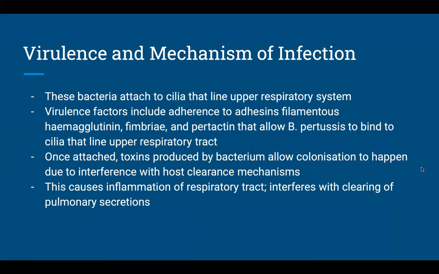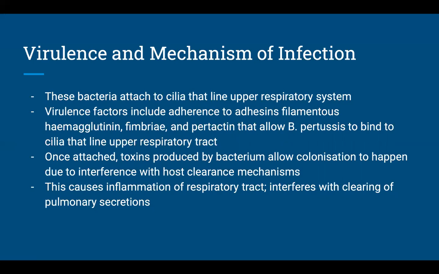Next, I will be discussing the virulence of Bordetella pertussis and the mechanism of infection. The Bordetella pertussis bacteria attach to cilia that line the upper respiratory system. Virulence factors include adherence to adhesions, filamentous hemagglutinin, fimbriae, and pertactin that allow Bordetella pertussis to bind to cilia that line the upper respiratory tract. Once attached, toxins produced by the bacterium allow colonization to happen due to interference with host clearance mechanisms.